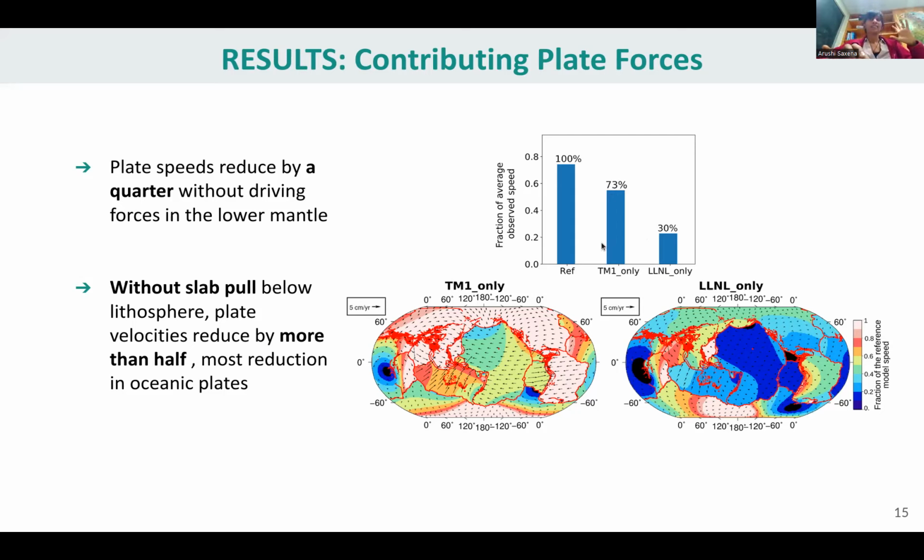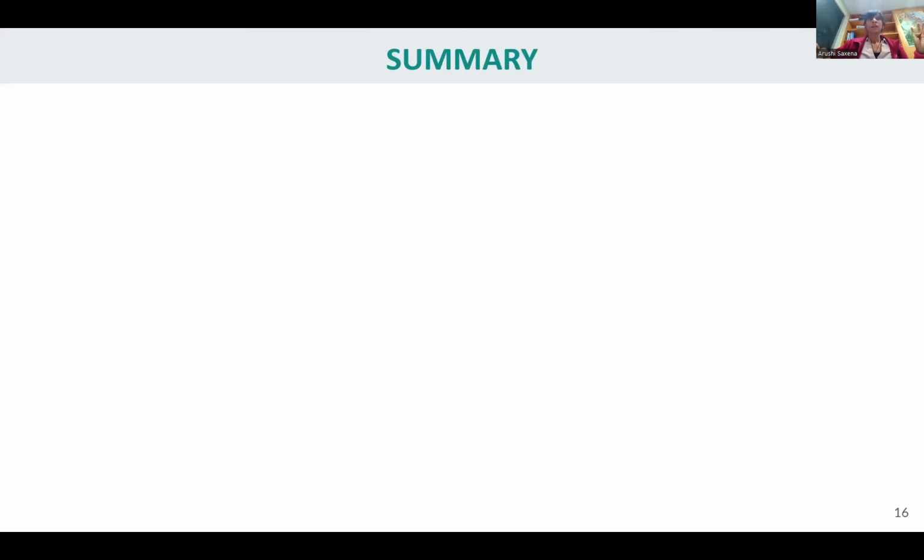So what we can think of physically is that slab pull in the upper mantle alone can explain 3/4 of the observed velocities. And by including the heterogeneity only in the lower mantle, we can explain only 1/4 of the observed velocities.